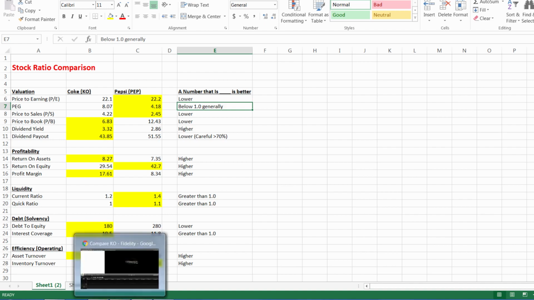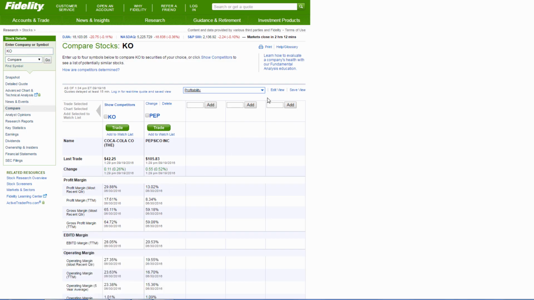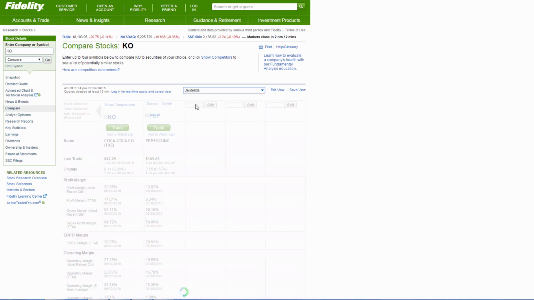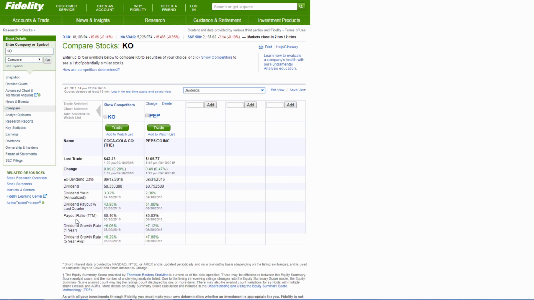Let me go back to them because I think I put in a wrong number there. Let me just double check that on that dividend payout. 80.46. So I'm looking at dividend payout. Oh, I was looking at the last quarter. The last quarter they paid at 43 and 51, which is a good sign. But if you look at the trailing 12 months, they're at 80.46 and 85.03.